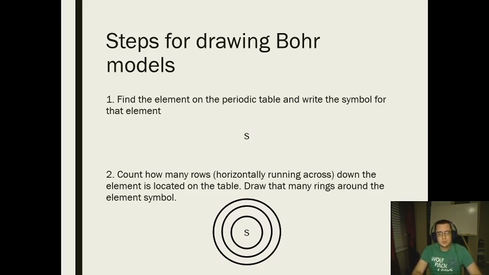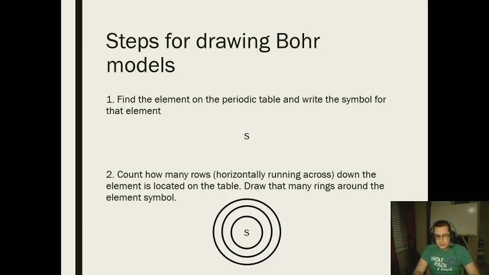So we're going to count how many rows, and that's going to be horizontally, like going across the periodic table left and right. So we're going to count rows down. We simply count how many rows down that element is on the periodic table, and we're going to draw that many rings around the element symbol.